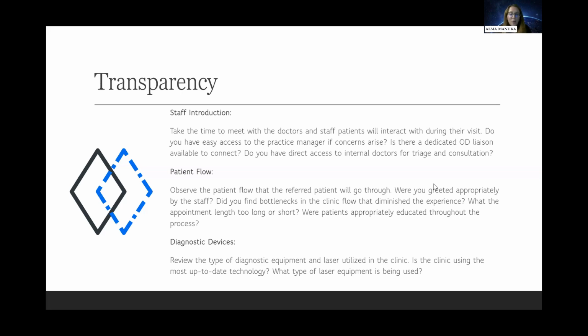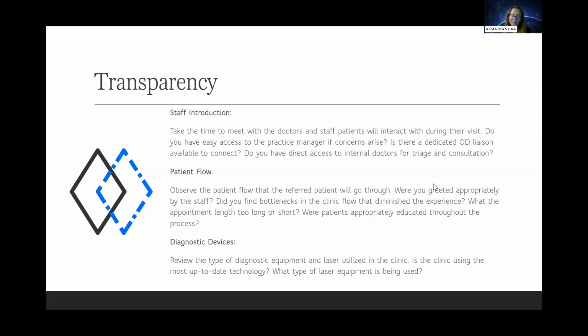Take time to observe how the patient flow looks in each clinic that you might be collaborating with, but sometimes also in your own clinic, so you can understand where the bottlenecks are and where it is necessary to make some changes so you can offer better service.